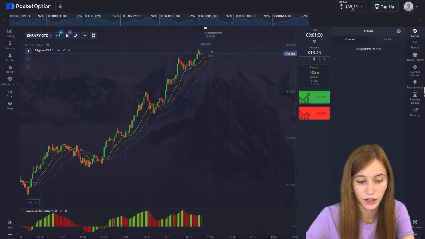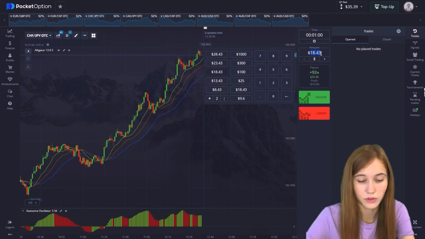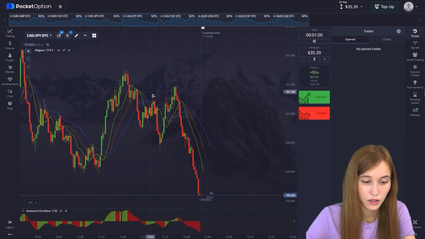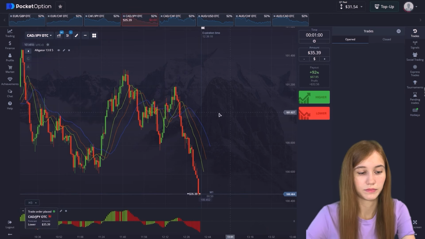Let's take a look at our chart. We see a positive deal, $35. Let's increase the deal amount, and on to the next concept.